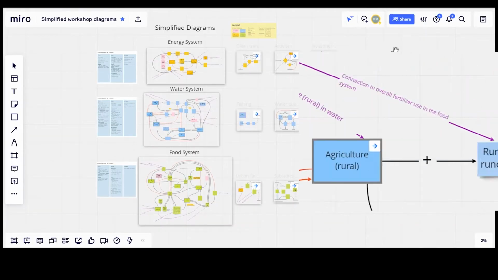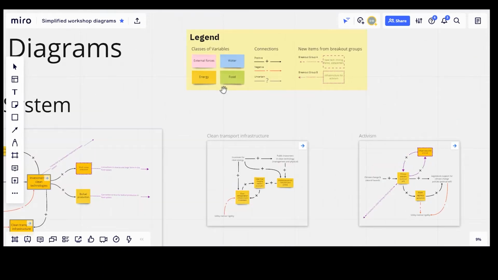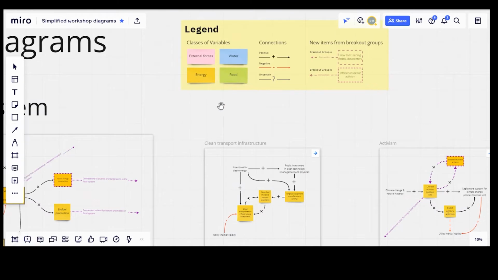In these charts, the boxes show names of variables within a system. The variables can increase or decrease over time. The legend at the top shows the color scheme for the variables: yellow for energy, green for food, blue for water. Other colors, like pink, are mostly external to the system, but influence it. The arrows connecting variables indicate a relationship between the items. There are black arrows with a plus sign and red arrows with a minus sign to indicate if the connections between the variables is positive or negative.